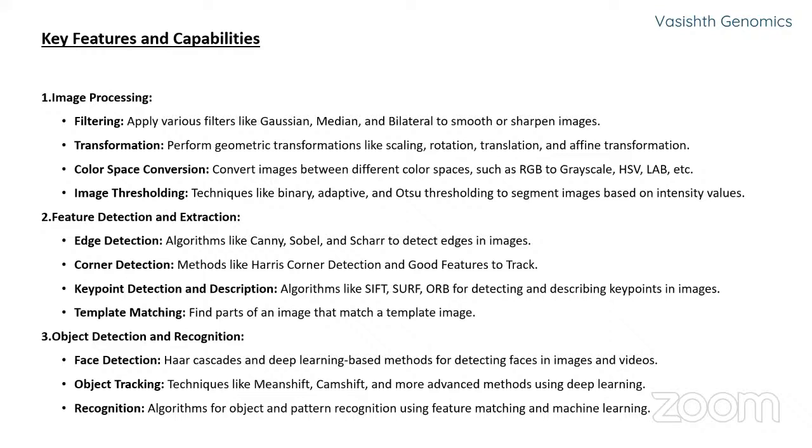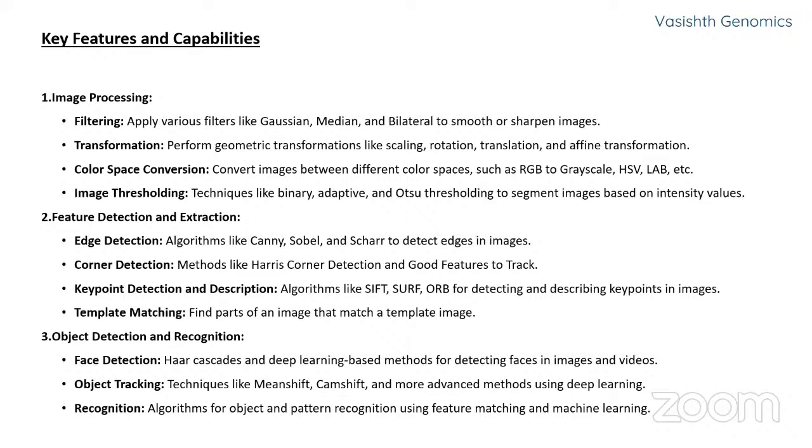Image processing: filtering, which applies various filters like Gaussian, median, and bilateral to smooth and sharpen images. Transformations, which perform geometric transformations like scaling, rotation, translation, and affine transforms. Color space conversion, which converts images between different color spaces, such as RGB to grayscale, HSV, Lab, etc. Image thresholding, techniques like binary, adaptive and Otsu thresholding to segment images based on intensity values.